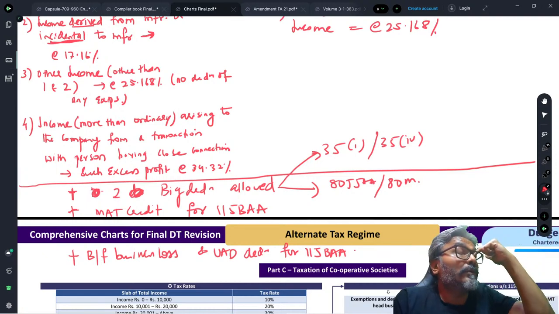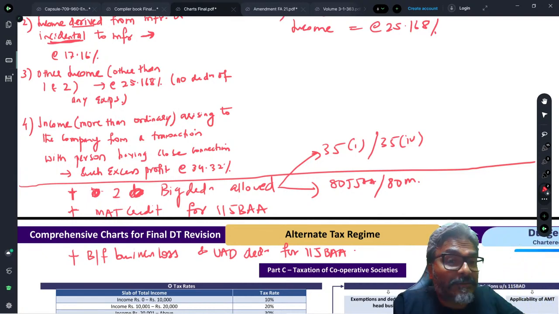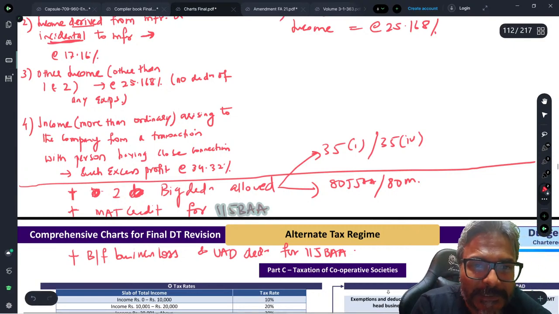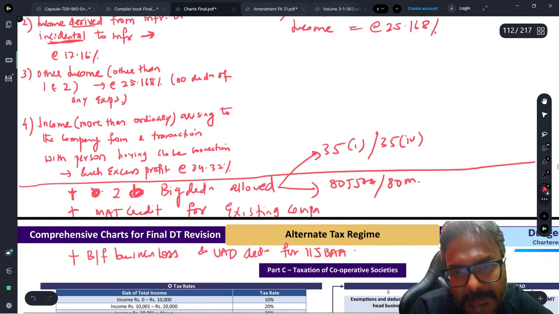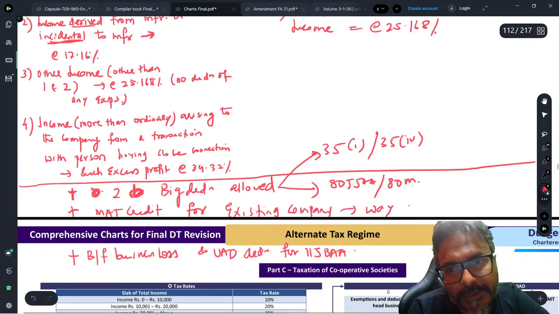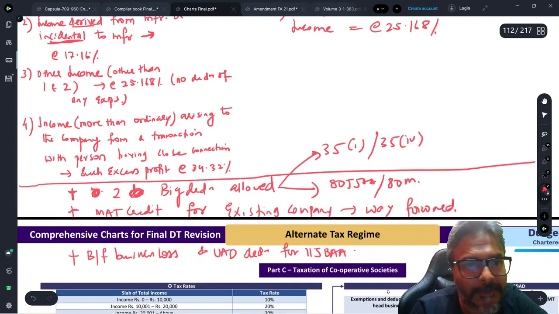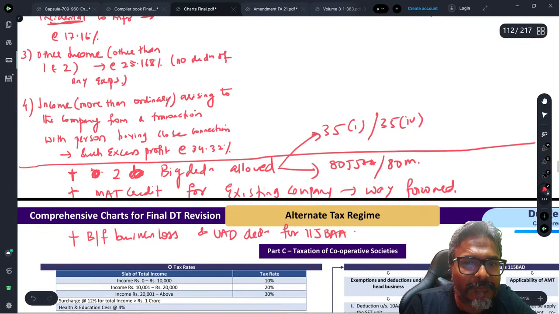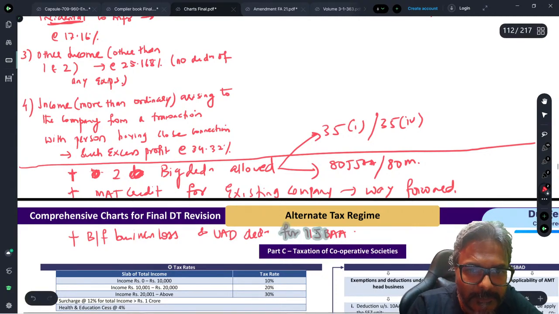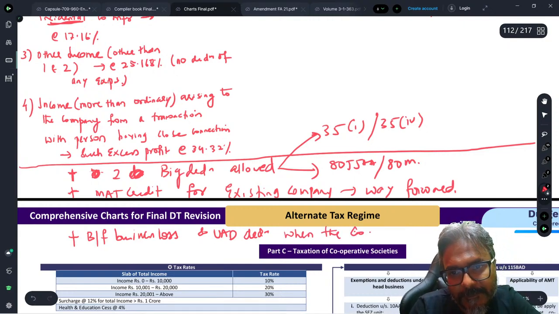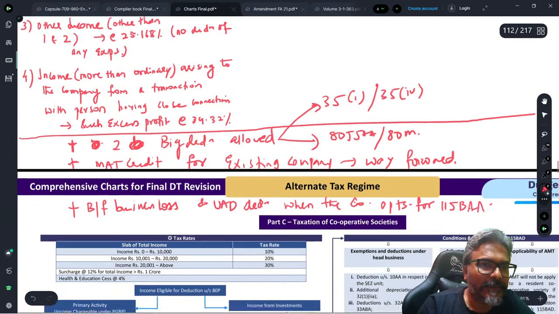So MAT credit, what I have told you, students, MAT credit for existing companies. For an existing company, what is the way forward? And the brought forward business loss and UAD deduction when the company opts for 115BAA. This is the revision point.